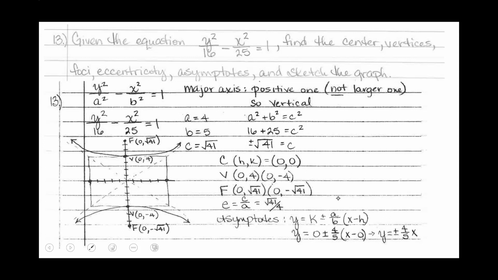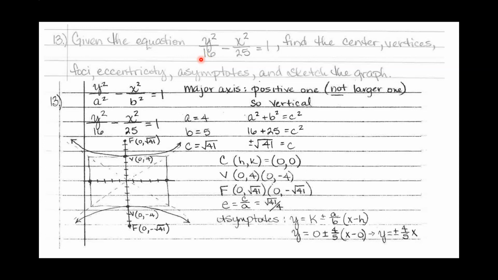All right, for number 13, going the opposite way. This time they give me the equation y squared over 16 minus x squared over 25 is equal to 1. And you can see nothing is being subtracted from x and y. That just means my center is going to be (0, 0). Remember that for an ellipse it is the larger one, but for a hyperbola, it is the positive one. So since y is positive, the major axis is going to be vertical.